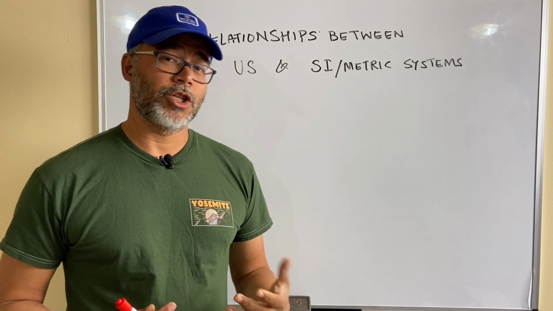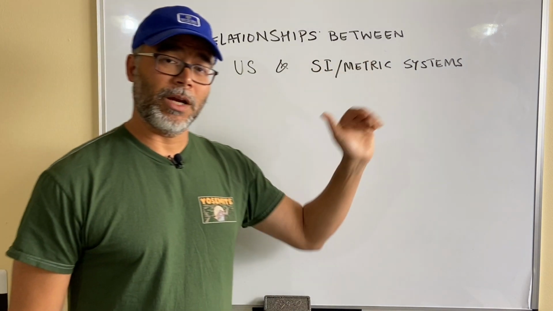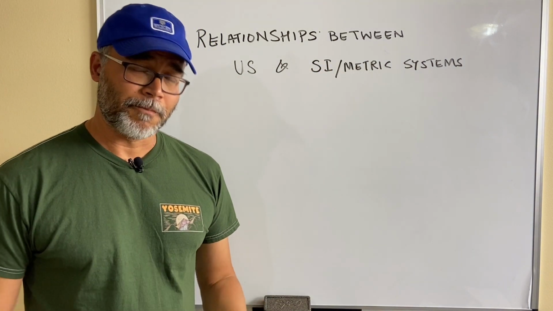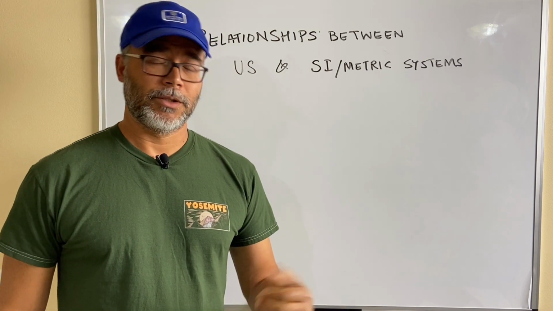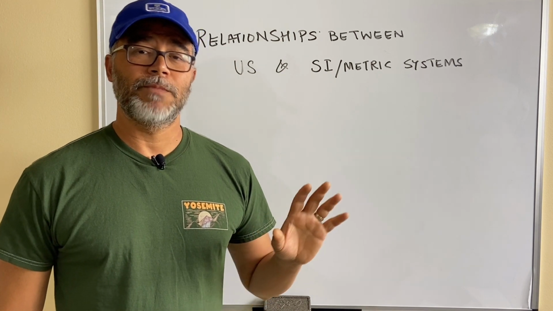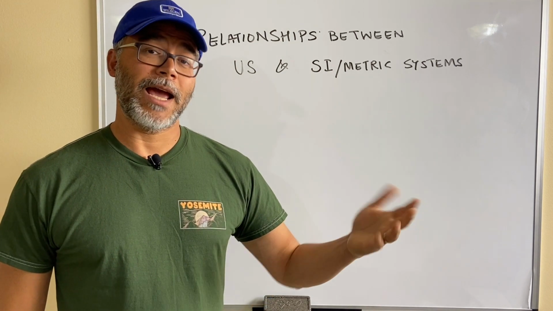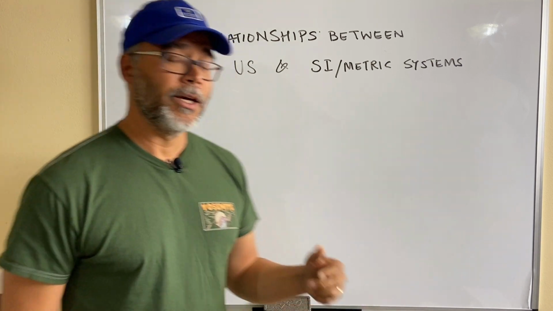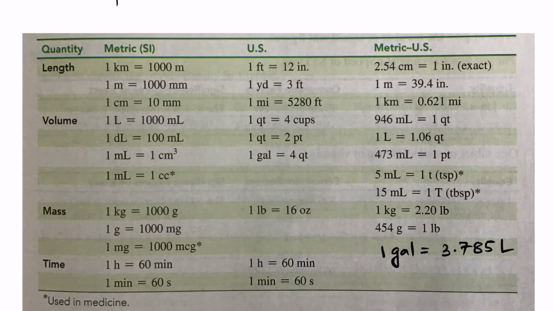So oftentimes these relationships between US and SI or metric units are represented in a table. And these tables can be found in your book, okay? So I'm going to just show you a picture of a table, so that you just understand and know what the table looks like, okay? If you take a look at this table, you can see that on the left you have metric or SI units, then you have US units after that, and then you have the metric to US conversions. As you can see, the metric to US conversions are what's very important.